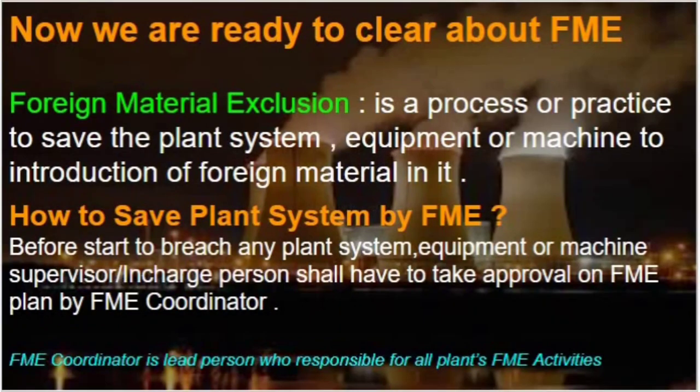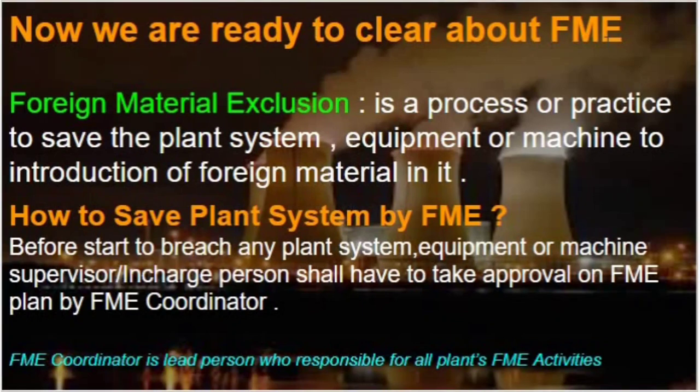Now we are ready to be clear about foreign material exclusion. Foreign material exclusion is a process or practice to save the plant, system, equipment or machine from the introduction of foreign material into it. It is a practice and a procedure that the plant management team and all the workers follow to keep foreign material like tools, hammers, wrenches and so on out of the plant system.